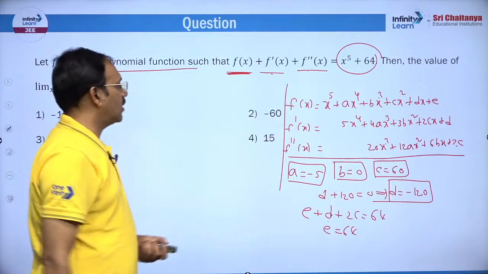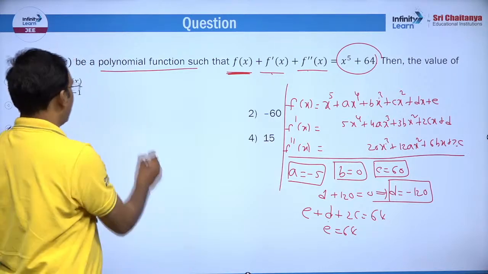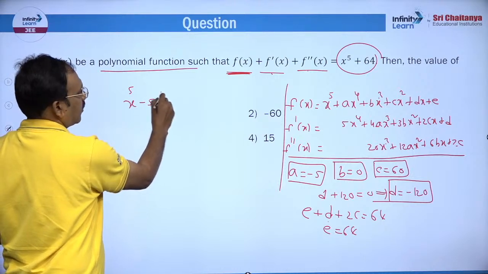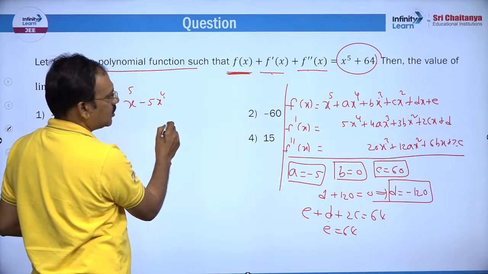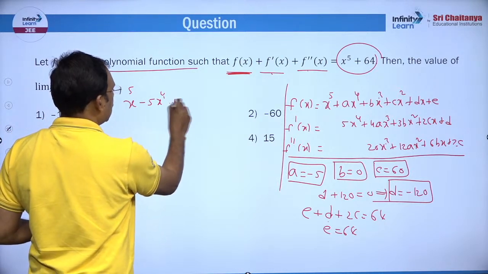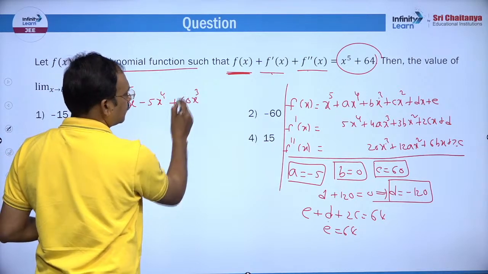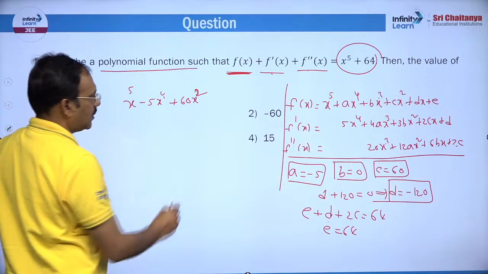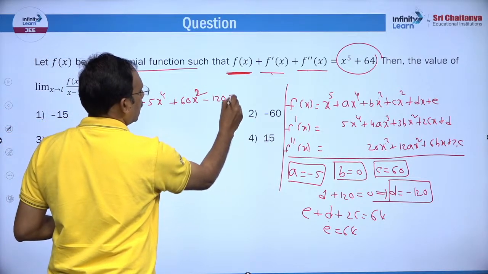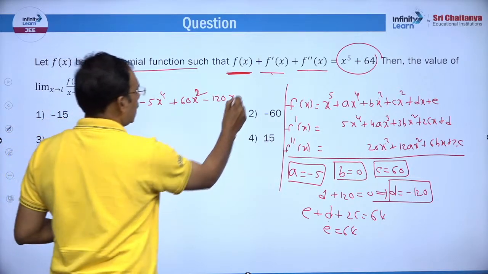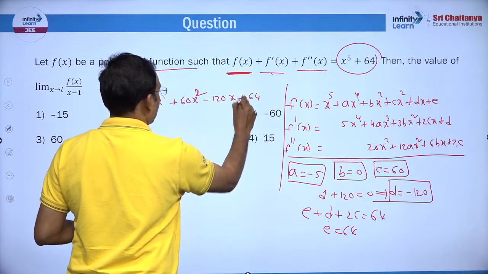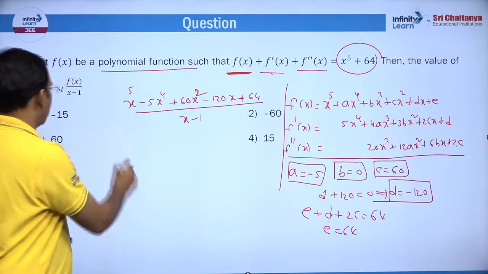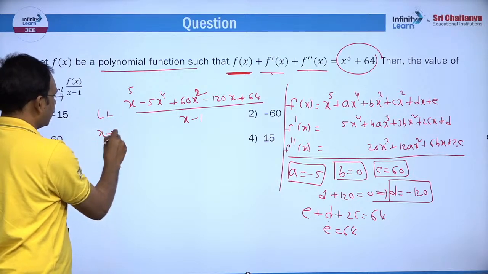From this discussion, now you are ready with f of x, friends. X power 5 minus 5x power 4, b term 0, c is 60x cube, 60x square because the x cube term is absent, plus d is minus 120x plus e is 64. Okay. This is f of x by x minus 1, limit x tends to 1 is given.